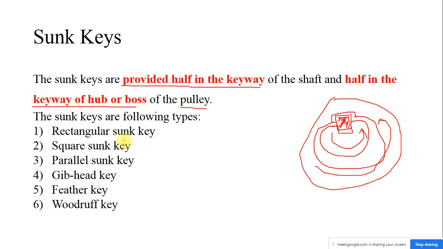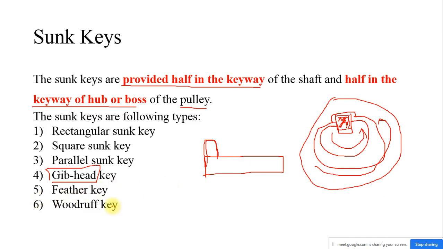It varies in its cross section. The purpose of all the classification is similar to that of a sunk key, but the only difference is its cross section. A rectangular sunk key, a square sunk key, a parallel sunk key, a jib headed key. A jib headed key is nothing but, imagine this is an ordinary rectangular sunk key. If I add an extra provision like this, that type of key is called a jib head key. The major purpose of this type of key is to easily insert the key and to easily remove the key.